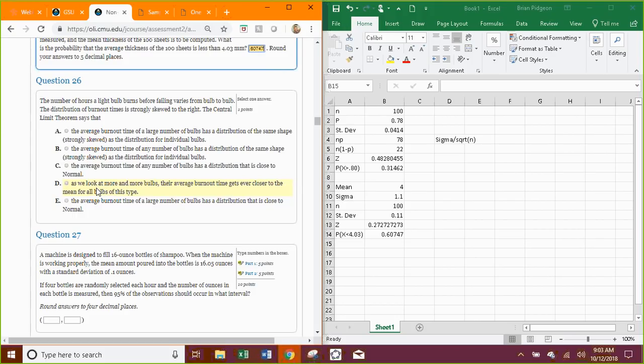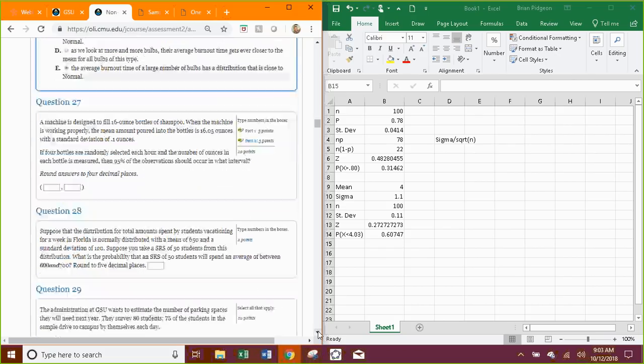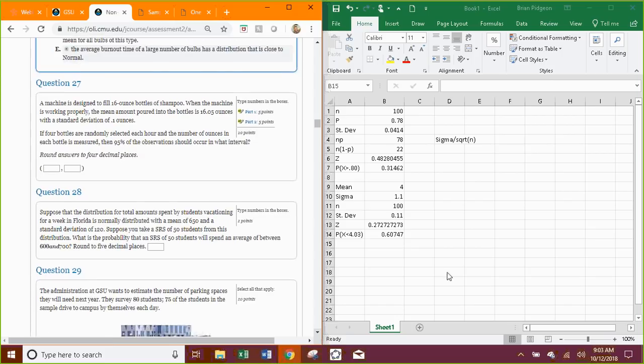As we look at more and more bulbs, their average burnout time gets closer to the mean for all bulbs of this type. Nope, letter D is more the law of large numbers. As you increase the sample size, this average will get closer and closer to the population average. But the central limit theorem really deals with the shape of the sampling distribution. So E, the average burnout time of a large number of bulbs has a distribution that is close to normal. There we go.